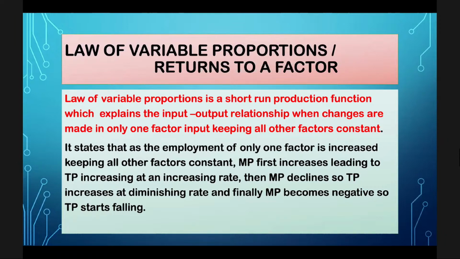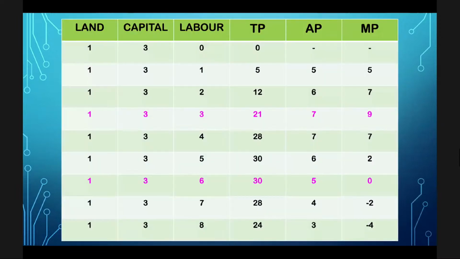Then when MP starts declining, but it's still positive, not negative, TP will increase, but at a diminishing rate. That means the values of TP will continue to increase, but the gap will reduce. So it increases at a diminishing rate. And finally, MP becomes negative. So TP starts falling. That is the relationship between TP and MP expressed with the help of law of variable proportions. Now I'll give you a tabular presentation of this.